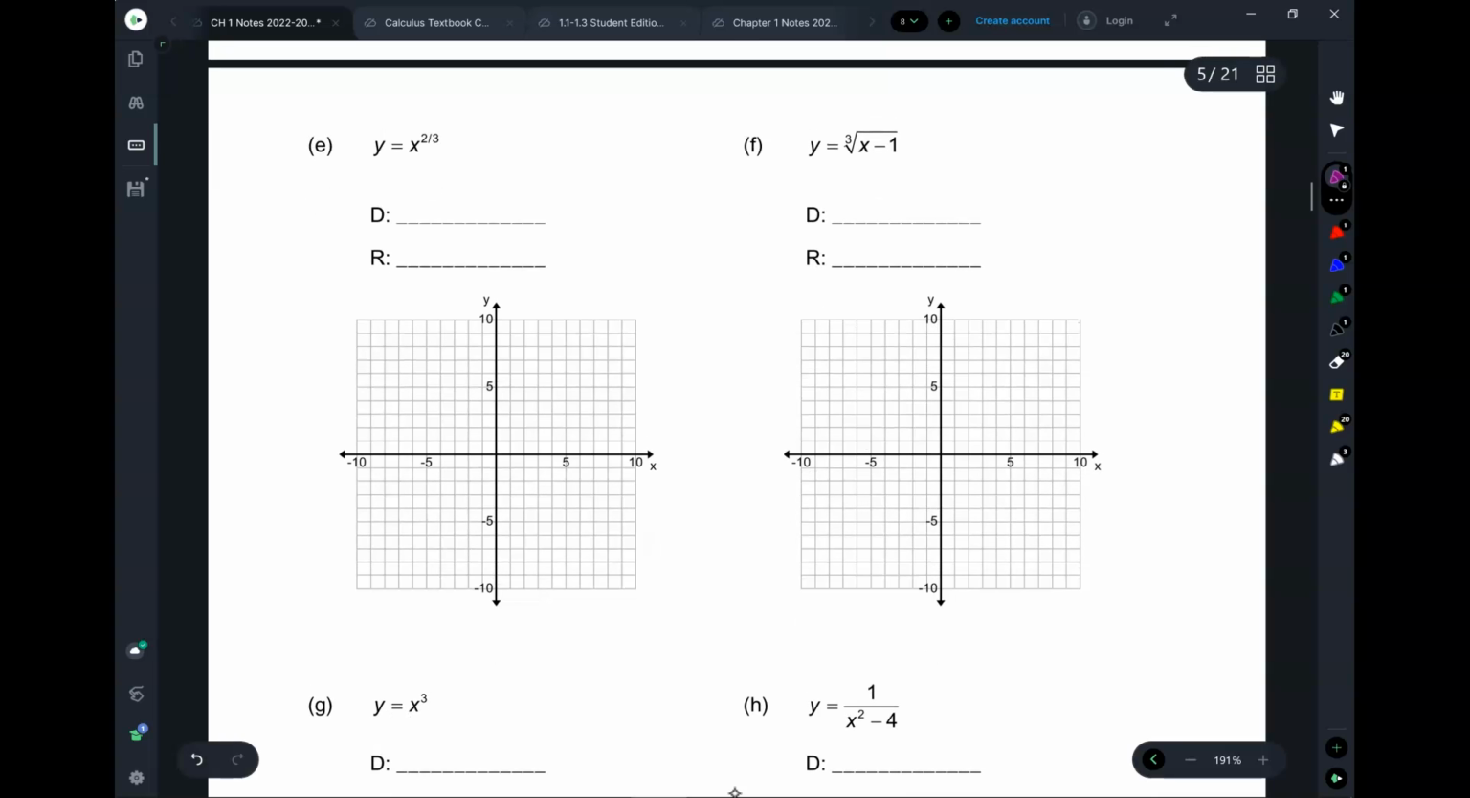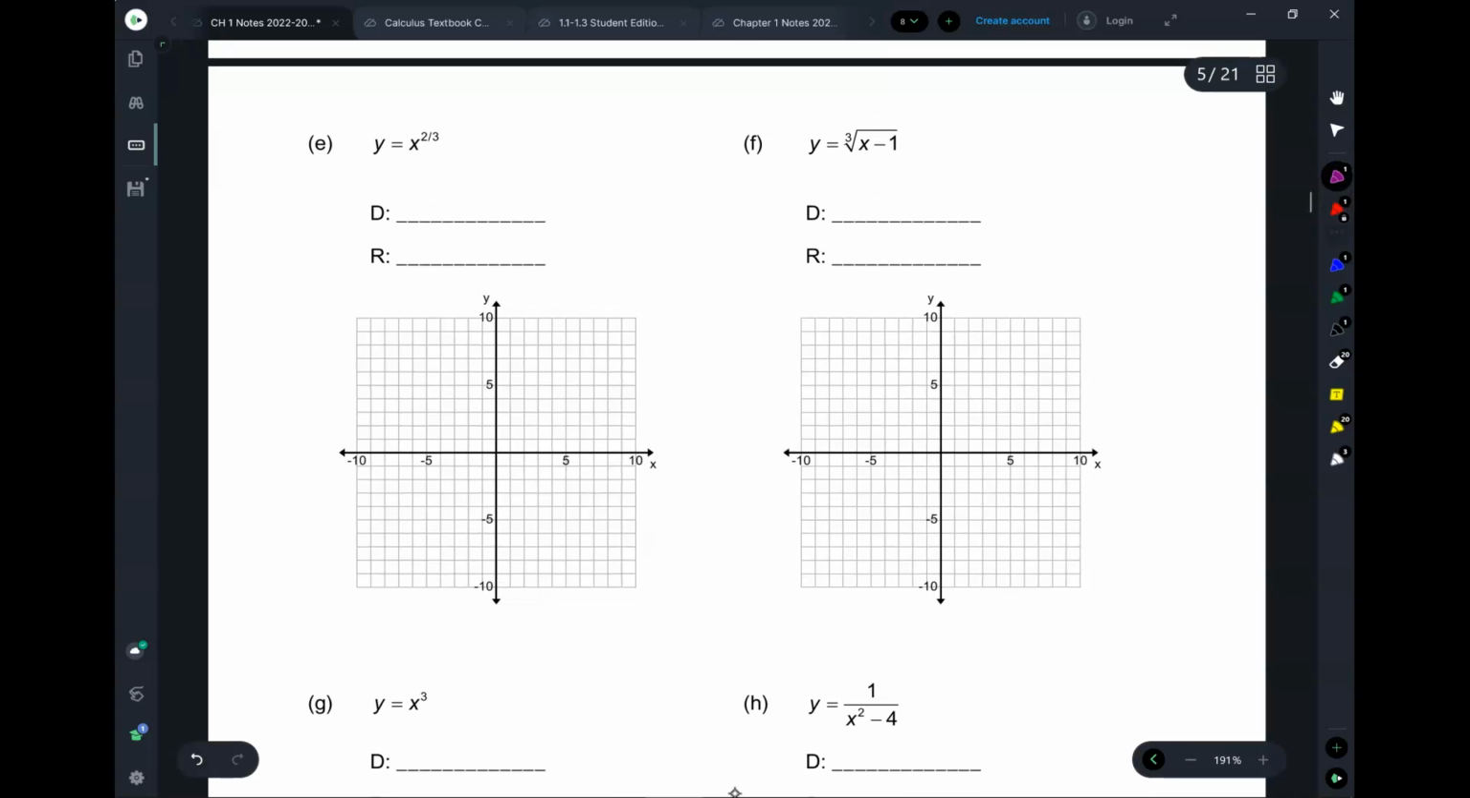All right. This one too, you can use your calculator. E. This looks like this. With arrows at the end or no? It's up to you. I don't mind. It's implied. Okay, what's the domain here? Negative 3 to infinity. Correct. What's the range? 0 to infinity.